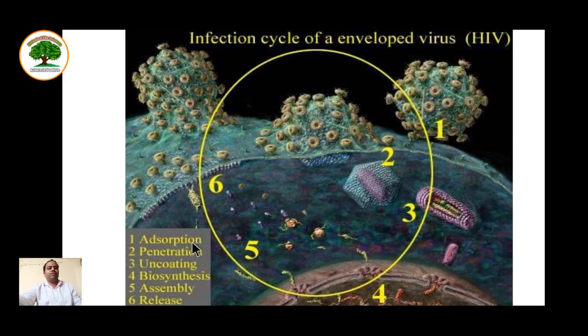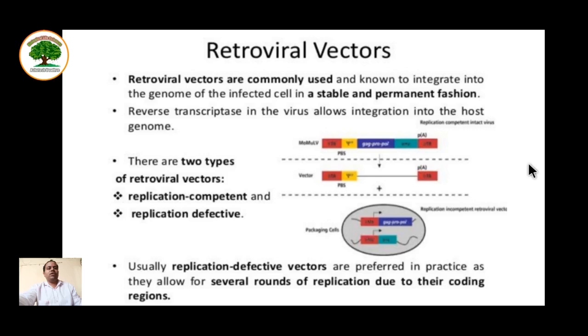First of all, there are a few steps here. The first step is adsorption to the cell membrane, then penetration. This virus penetrates into the cell and uncoats its genetic material. The biosynthesis of the viral RNA into DNA takes place. This DNA integrates into the host cell and the biosynthesis starts. It is transcribed into mRNAs and viral proteins are formed. These proteins migrate to the cell surface, and this RNA then goes under that surface and it buds out, is assembled, and is released from the cell. So this is the infection cycle of HIV.